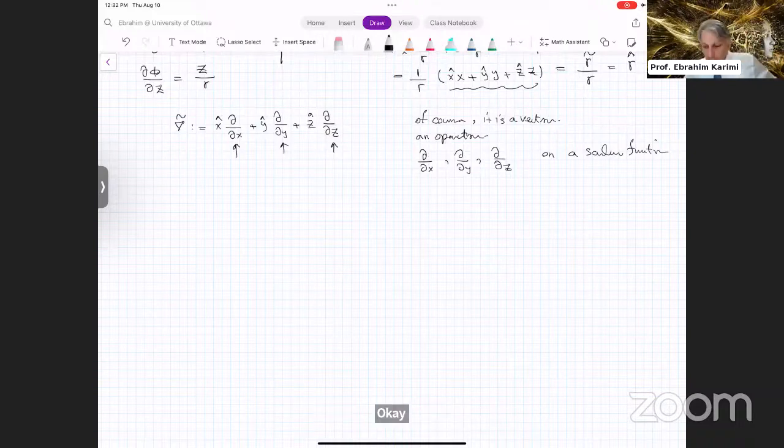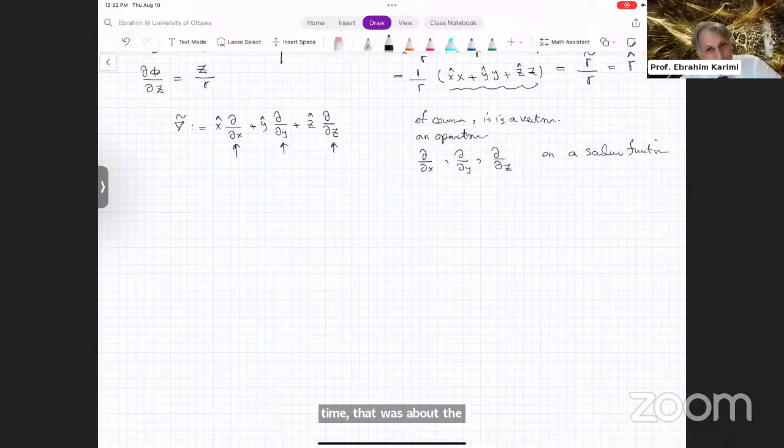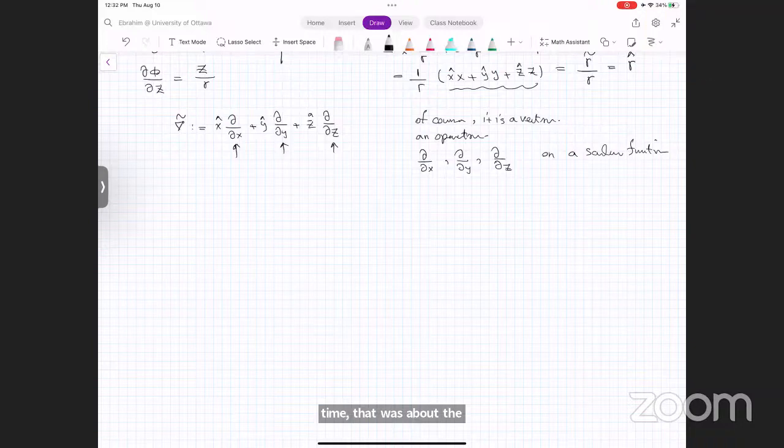Good. Sorry, Abraham, to interrupt you. No worries. I have a quick question about one of the examples you brought up last time. That was about the wave vector, K equal to the gradient of phi. Could you please recap on that?